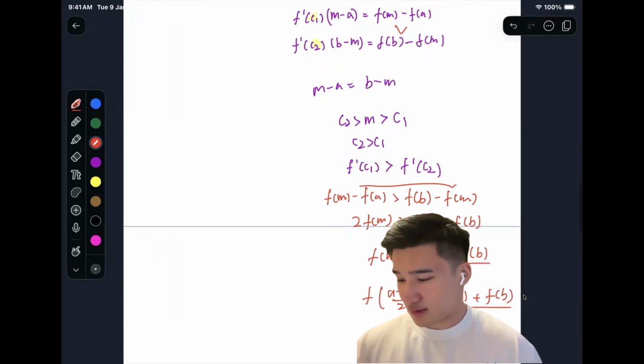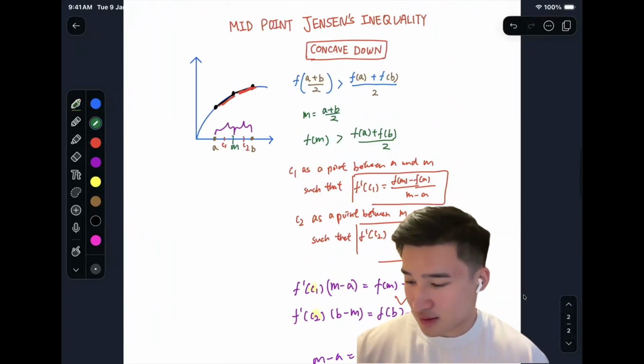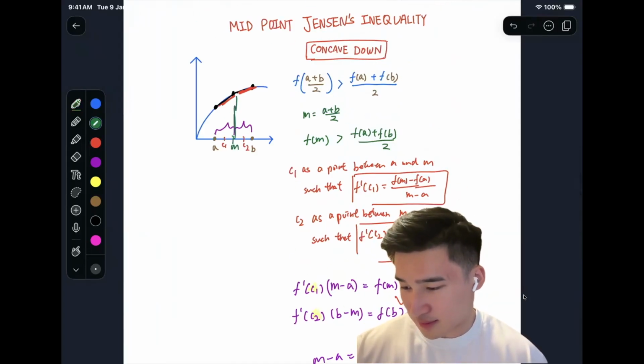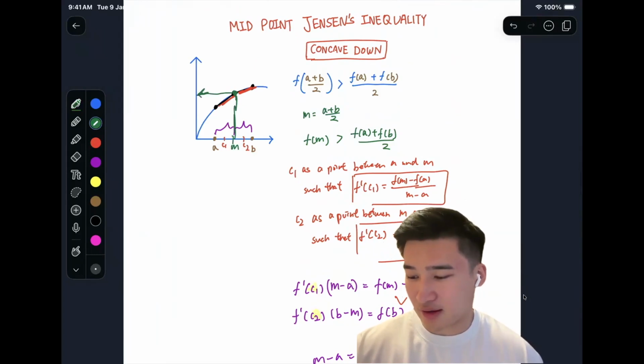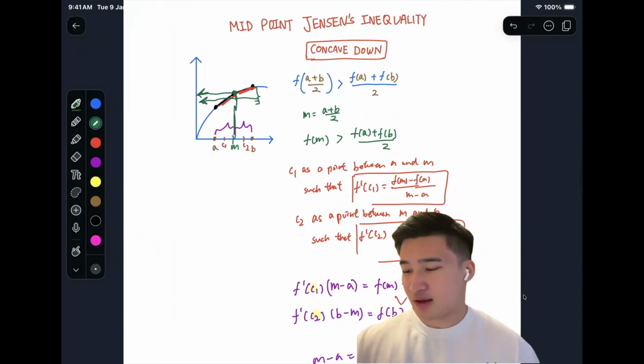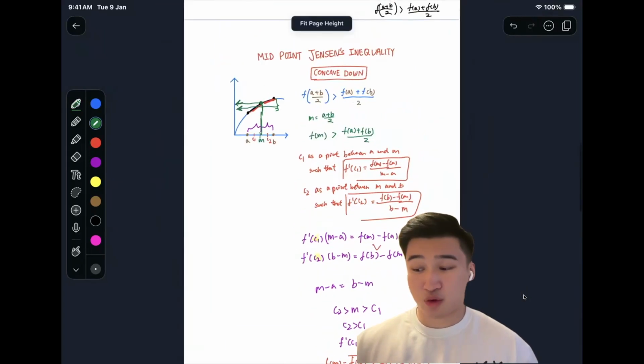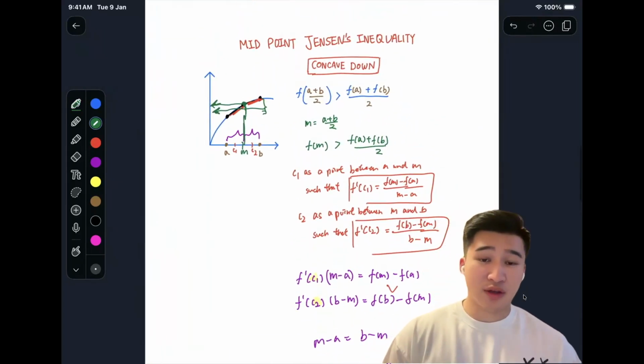What we just proved is basically this thing is going to be greater than this thing divided by 2. And this works for concave down. So I hope that makes sense to you.